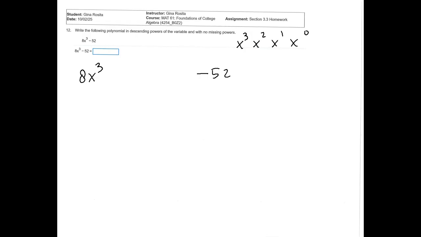Right? So now we have only this one and this one. Right? So now we need in the middle. So I just put plus 0 x squared plus 0 times x to the 1. You want to put like 1, yeah? So I just write down 8x cubed plus 0x squared plus 0 times x minus 52. Okay, this is the last one.